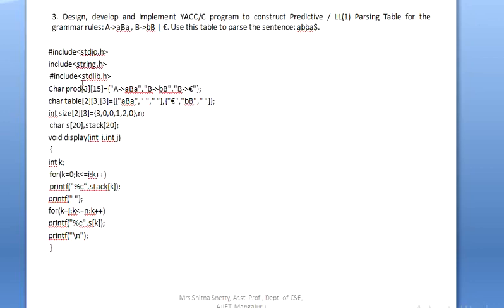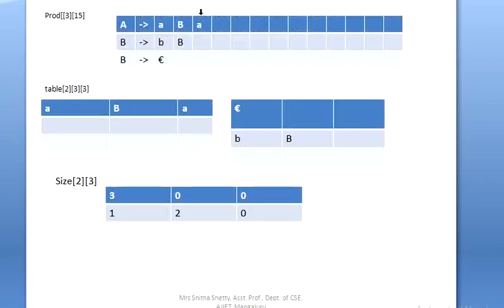For this production array, I am inserting the input, that is A gives ABA, B gives BB, B gives epsilon. So let me show that production array. So this is the production array. You can see here there are 3 rows and 15 columns, and I have inserted A gives ABA, B gives BB, B gives epsilon.